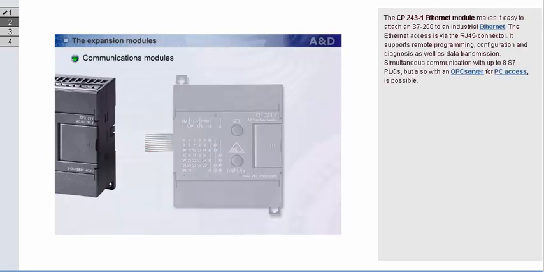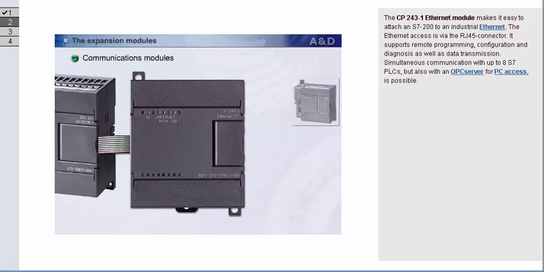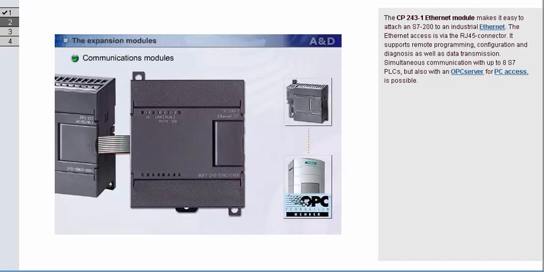The CP243-1 Ethernet module makes it easy to attach an S7200 to an industrial Ethernet. The Ethernet access is via the RJ45 connector. It supports remote programming, configuration and diagnosis, as well as data transmission. Simultaneous communication with up to 8 S7 PLCs, but also with an OPC server for PC access is possible.